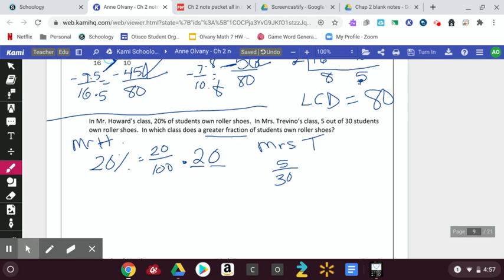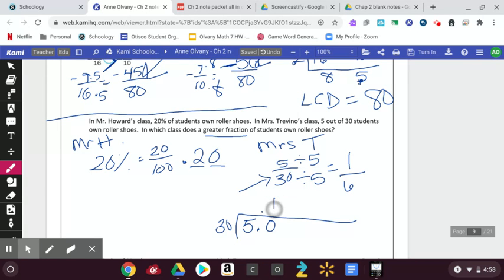Over here, in order to get this to be a decimal, I can do a couple things. I can do 5 divided by 30, or I could see that I can divide both by 5. That doesn't really help me, but I could then do 1 divided by 6. Let's try this.